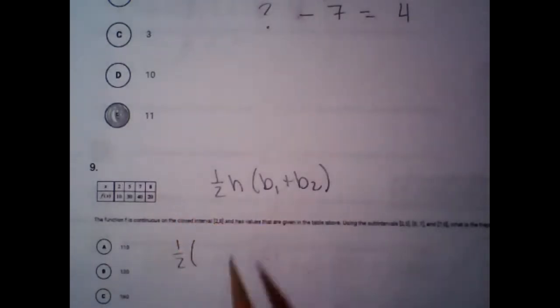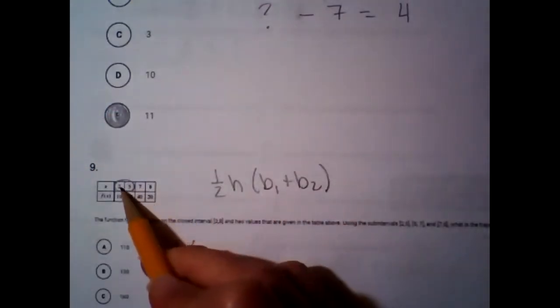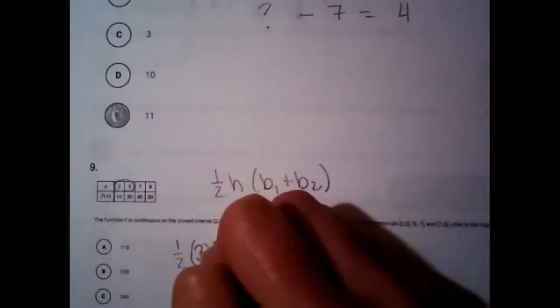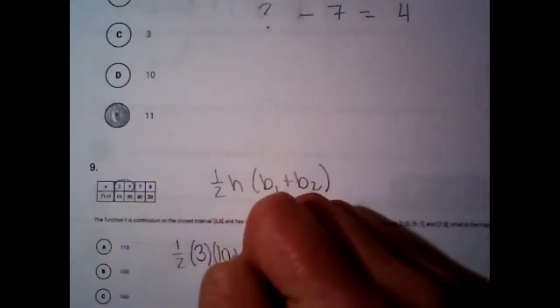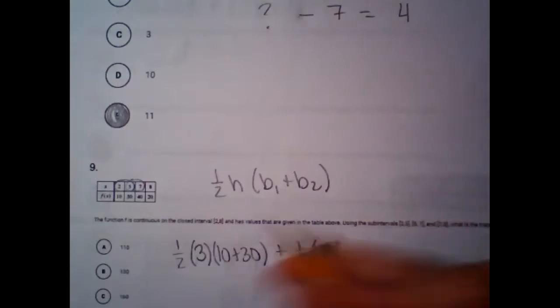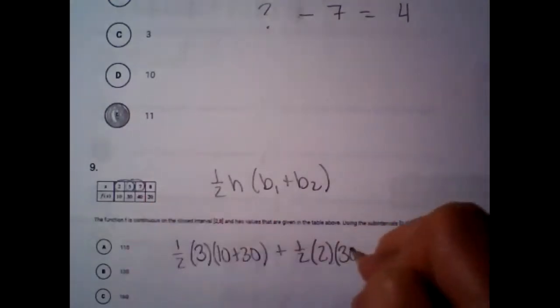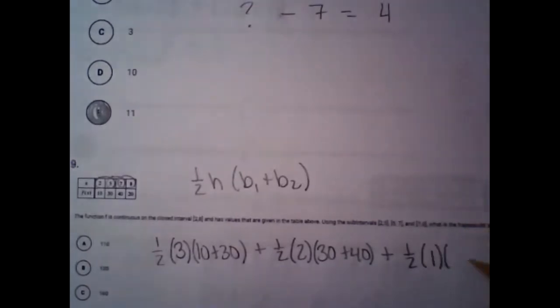So we've got 1/2. The height is the length of the subinterval because, again, all the trapezoids are turned on their sides. So the height for the first one, from 2 to 5, is going to be 3. And then we're going to add the bases together. So 10 plus 30. And then the next one, 1/2 from 5 to 7 will be 2. And then add the bases together. So 30 plus 40. And then the last one, from 7 to 8 is just 1. And then add these bases, we'll have 40 plus 20.